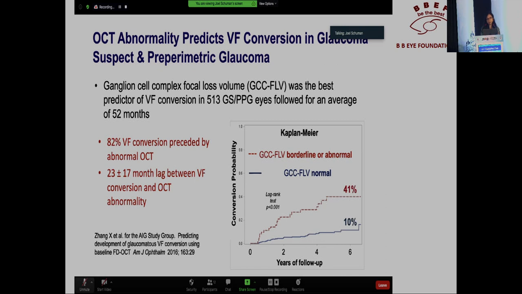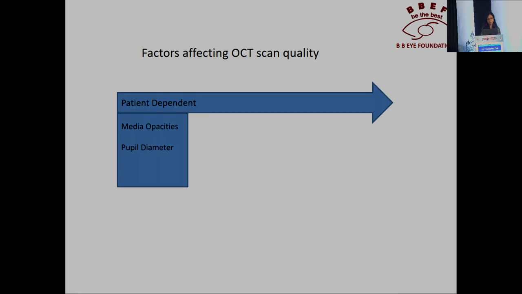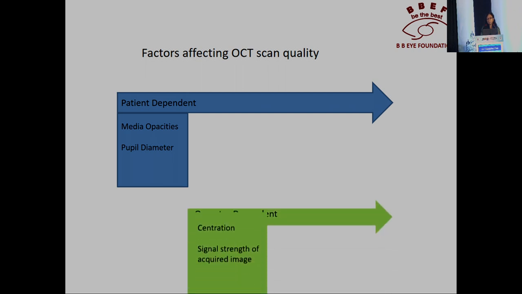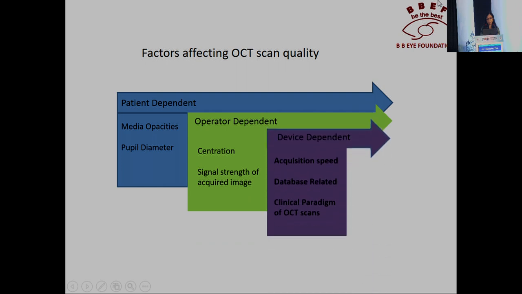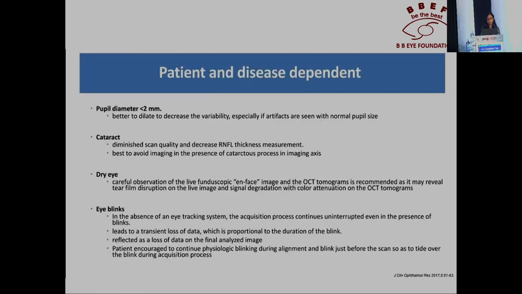So on that note, by one of the founders of OCT, we move on to what we need to be careful about when we are using the OCT. So, the factors affecting OCT scan quality. Patient dependent, we have the media opacities and pupillary diameter. Operator dependent, centration and signal strength of the acquired image. Device dependent, acquisition speed, database related, and clinical paradigm of OCT scans.